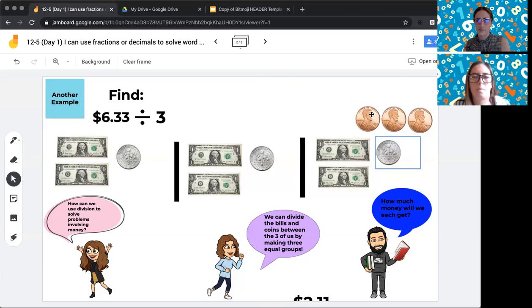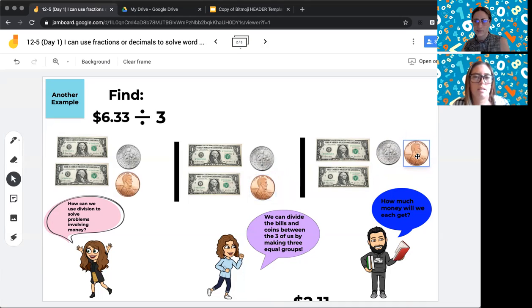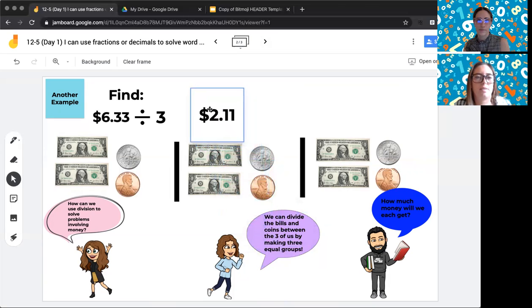Let's keep going. Let's divide the pennies. 1 for Miss Schultz, 1 for me, and 1 for Mr. Rivera. Nothing left. So let's count to see how much money we're each going to get. So we each have $2 bills, 1 dime, and 1 penny. That's going to be $2.11. Perfect. Let's move on to the next problem.